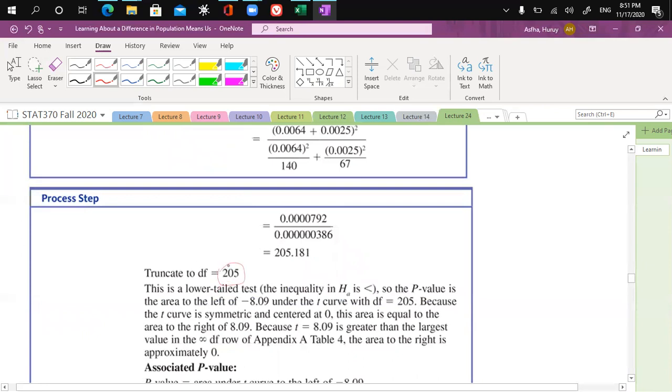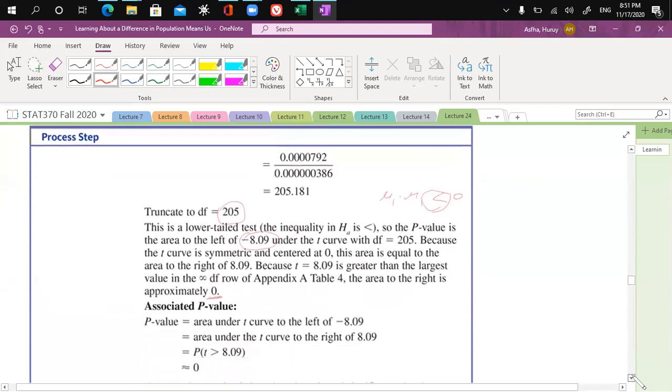to find the p-value, for the t-distribution we only need the degrees of freedom. And the alternative hypothesis was mu1 minus mu2 less than 0. This is what we need, the less than sign. Therefore, the p-value has to be the area under the t-curve below or to the left of negative 8.09. And well, the value is approximately 0. Okay. Therefore, the p-value is 0.